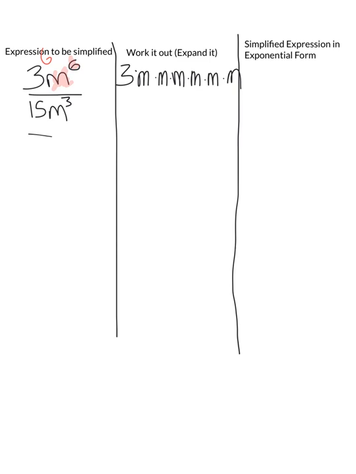Now that second term in expanded form would be 15 times m times m times m. Once again, remember, this exponent of 3 is only applied to the base of m. It's not 15 to the 3rd power, so we're only writing that 15 once here.